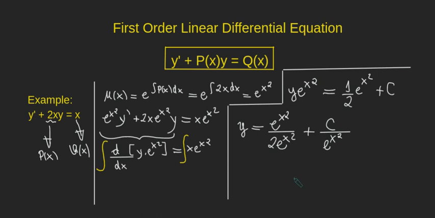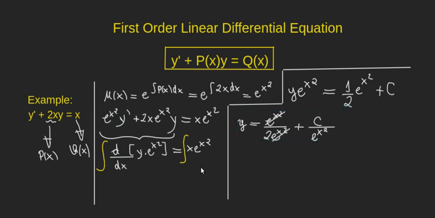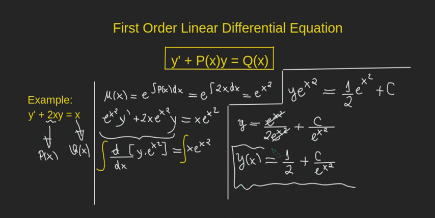And now see that this and this cancel each other out, so y, let me just resize this expression in order to gain a little more space. y of x, the function that is the solution of this linear differential equation, is equal to 1 over 2, the result of this operation here, plus c divided by e to the x squared power, and this is the final answer for our problem.